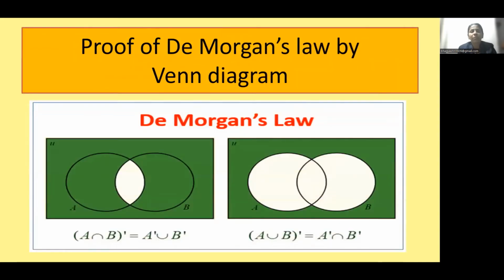Now here is the proof of De Morgan's law by Venn diagram. If you observe these two diagrams, the first diagram is of the first law, that is (A intersection B) complement, which is shaded by green color, is equal to A complement union B complement. For both sides, the diagram is the first diagram. The second diagram indicates the second law, (A union B) complement is equal to A complement intersection B complement. So this is the proof of De Morgan's law by Venn diagram.